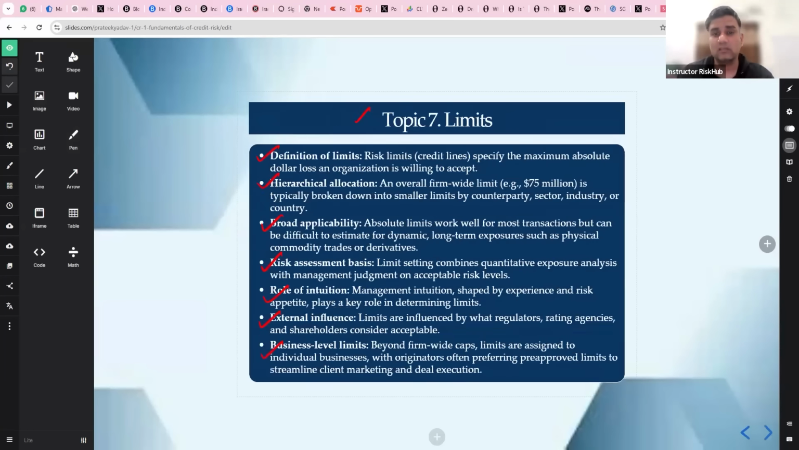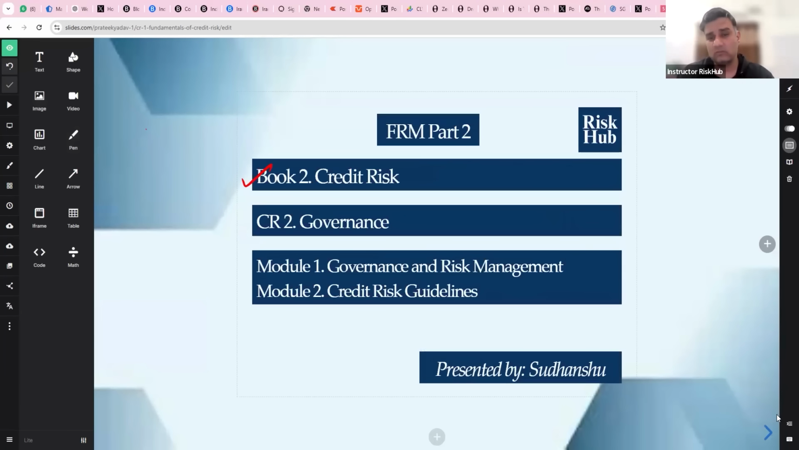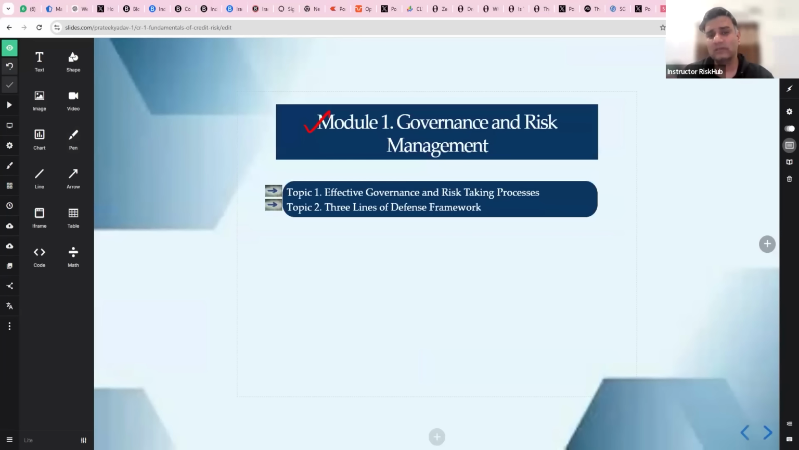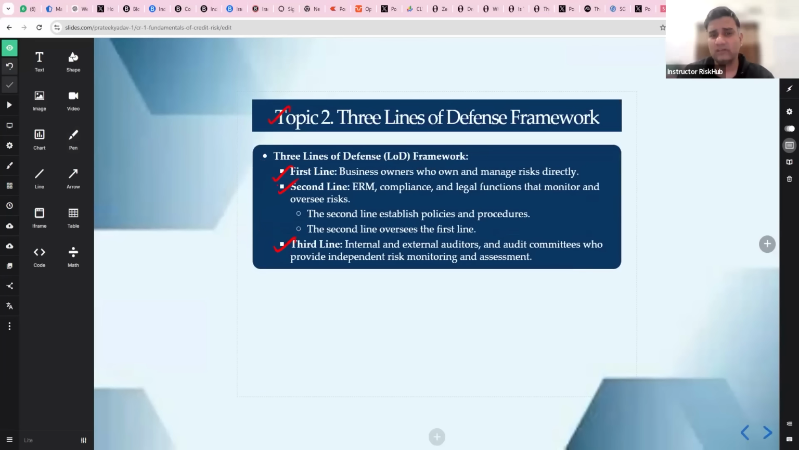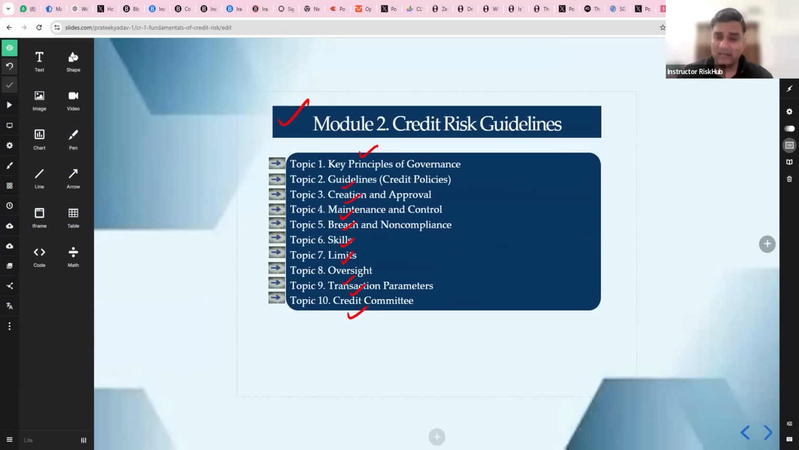You might have to remember a lot of stuff here, but that's how it is. If I have to give you a quick recap before I close this chapter, there are two modules: governance and risk management, and the credit risk guideline. The first part is very easy. Governance and risk management covers effective governance and the risk-taking process and the three lines of defense framework. A lot of it you have studied in FRM Part 1, so I don't think that will be any issue. In the credit risk guideline, there is some structure and some difficulty. We're looking at principles, guideline creation and approval, then maintenance and control, breaches and non-compliance, then skills, limits, oversight, transaction parameters, and the credit committee.